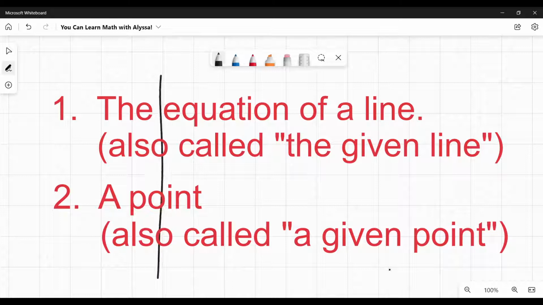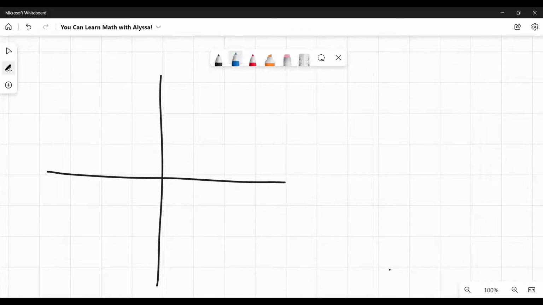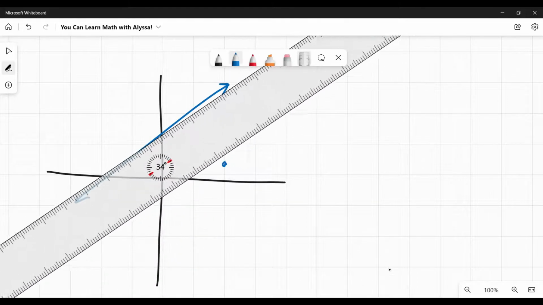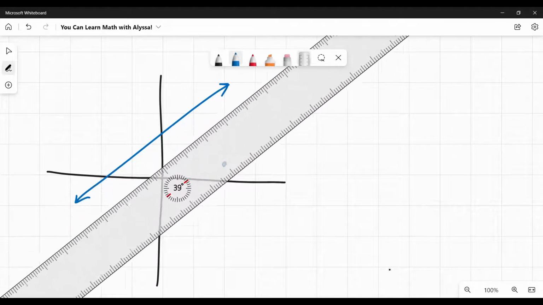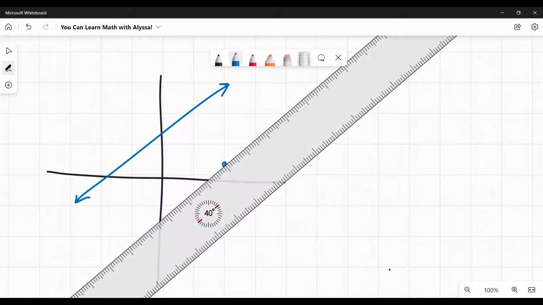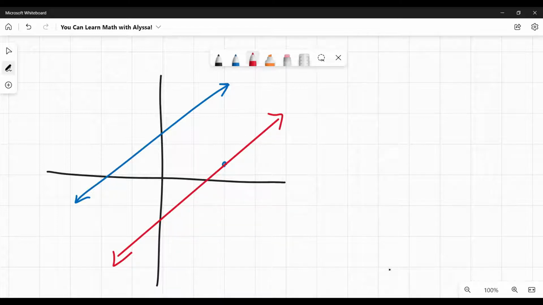So in visual terms, they're saying, here is a line, and they're going to give you the equation of that line. Now I want you to make a line that is parallel to that original given line, but that goes through this point that I've arbitrarily picked. So you are going to be trying to figure out what this line is, what its equation is.